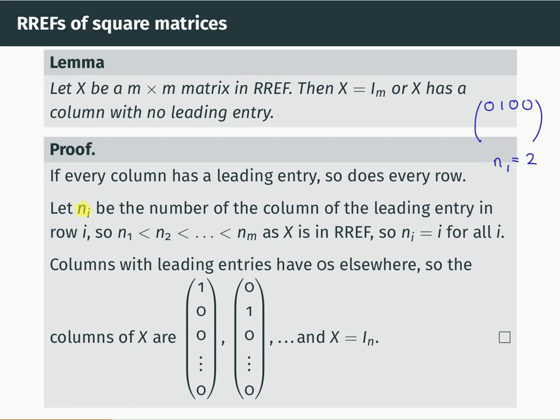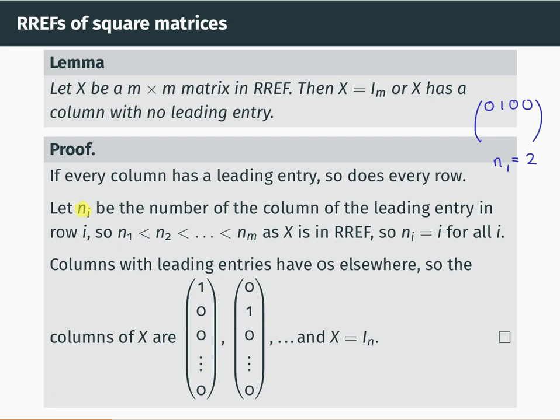Now, the row-reduced echelon form condition tells us that the leading entry in row 2 must be to the right of the leading entry in row 1. And the leading entry in row 3 must be to the right of the leading entry in row 2, and so on. So in terms of column numbers, what that means is N1 must be strictly less than N2, and N2 must be strictly less than N3, and so on up to Nm.